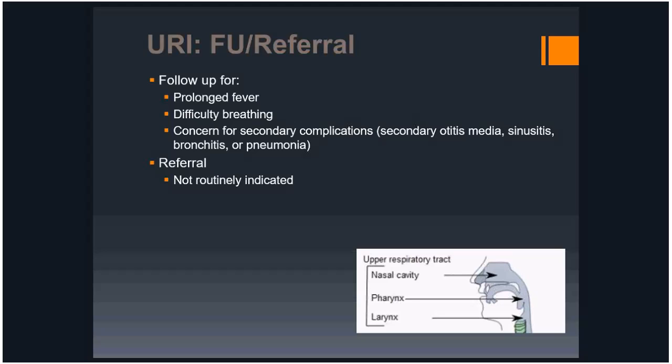And this concludes the overview of upper respiratory infection.